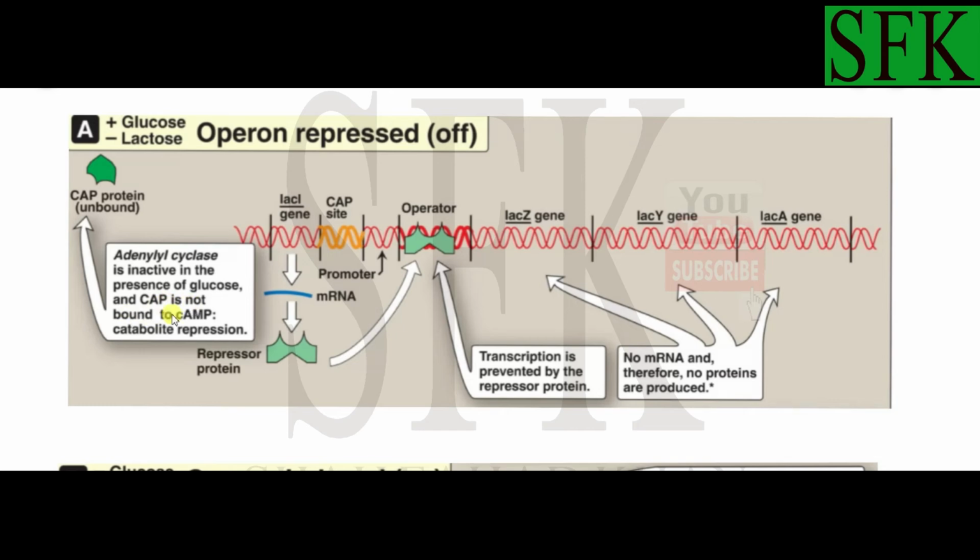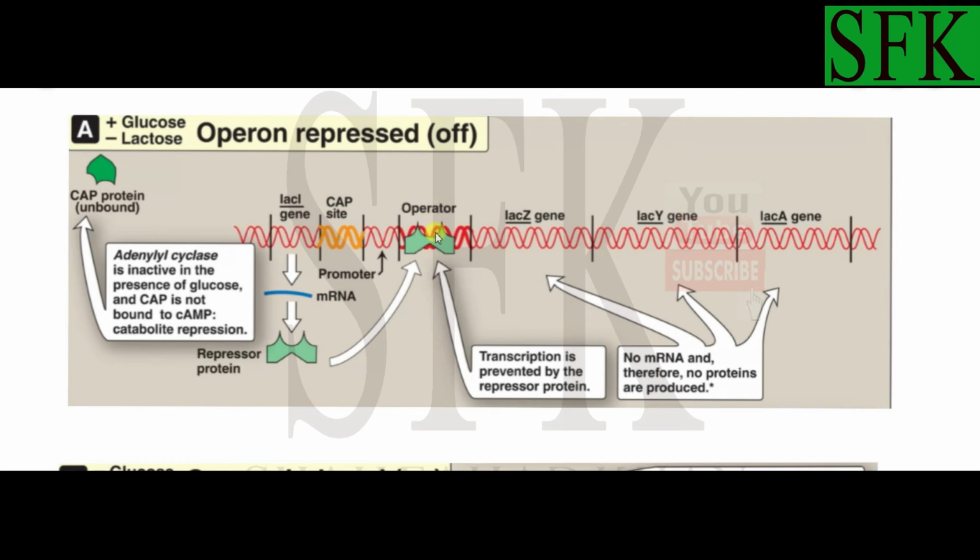and the cap is not bound to the cyclic AMP. So the repression is due to this cap molecule in the unbound state. This type of repression is known as catabolite repression because the catabolite activator protein is not active. And the repressor molecule, it comes and it is bound to the operator site as well. So both the conditions are not fulfilled.